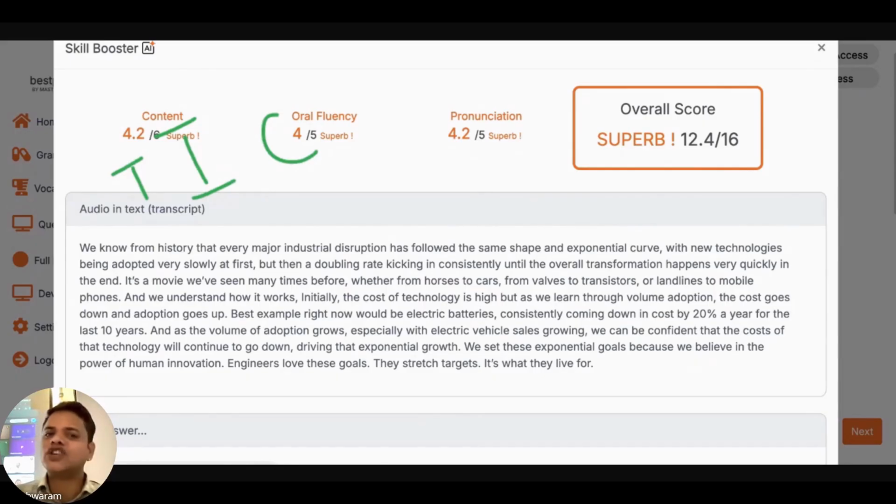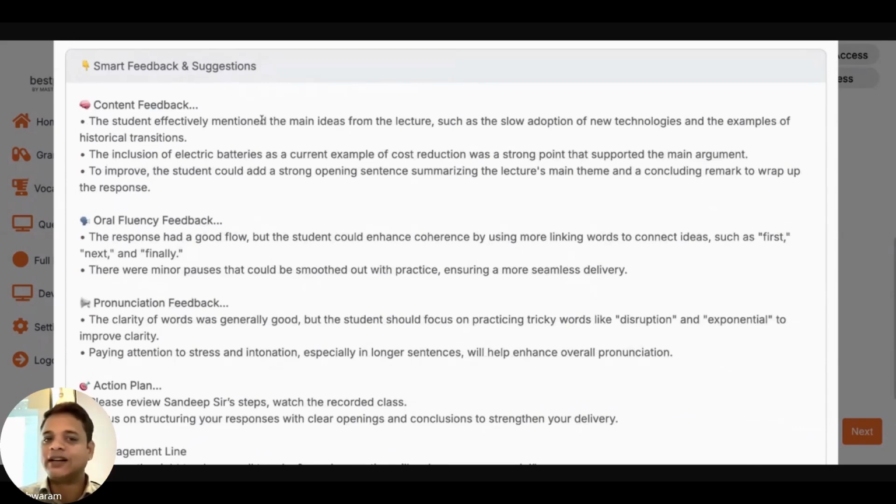Okay. So if this is not enough, what we do, sir, we will go to the remarks of my large language model. It acts like PTE, and see what it said about your answer. The student effectively mentioned the main ideas from the lecture. When you see this statement, you feel like, okay, I'm doing well.